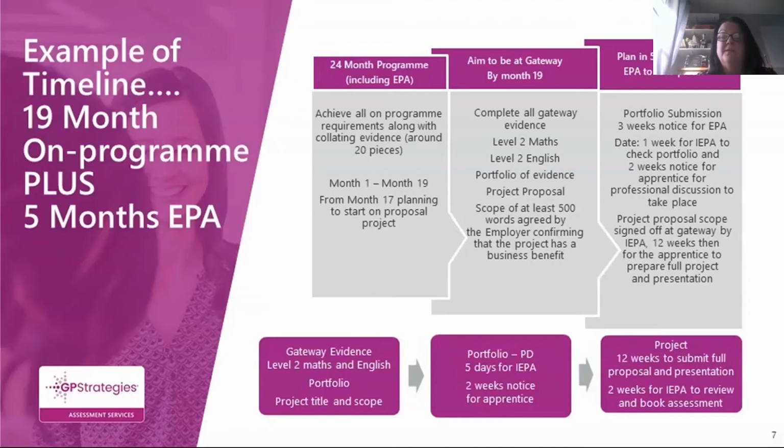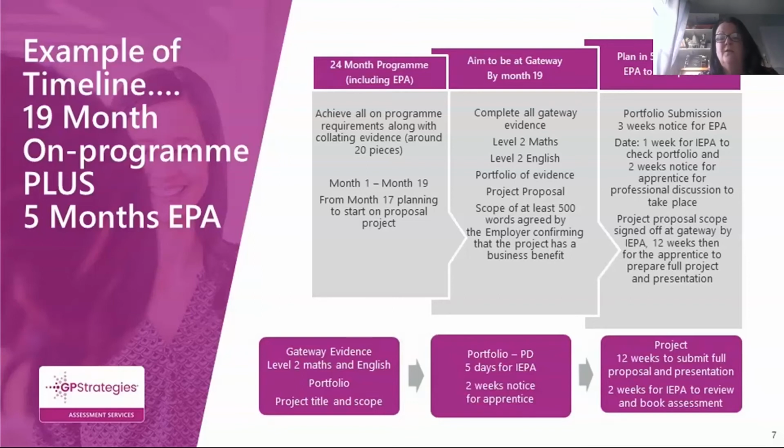So the evidence for Gateway: level 2 maths, level 2 English, we all know that. The portfolio of evidence, along with the portfolio tracker, which we will provide as a resource, and that will show clearly that the apprentice has mapped their portfolio evidence to the correct knowledge, skills and behaviours as set out in the assessment plan. And then this is where the scope of the project will be uploaded.